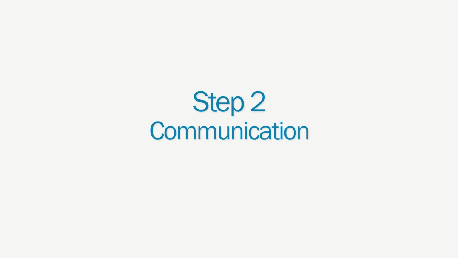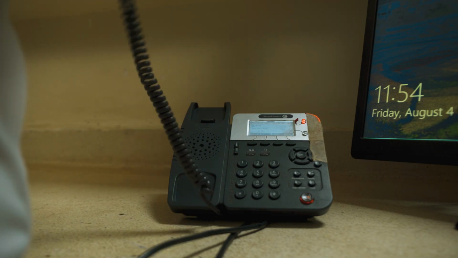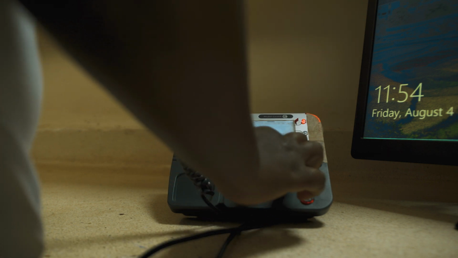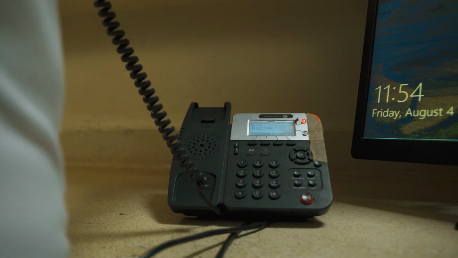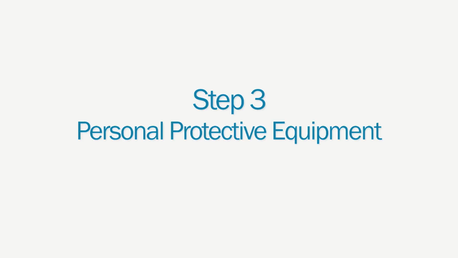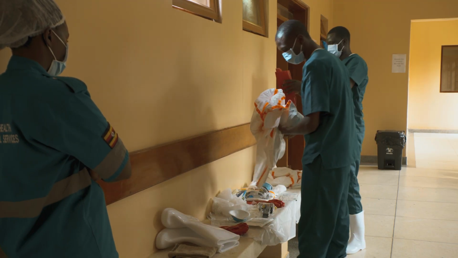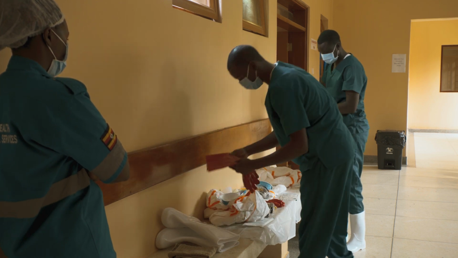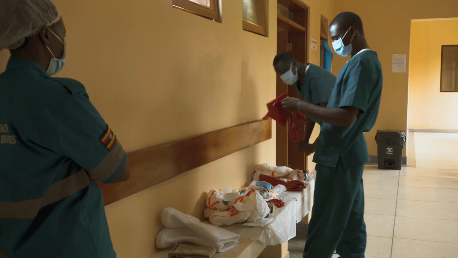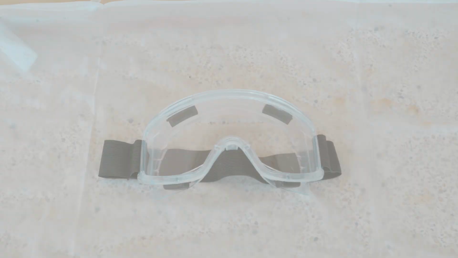Step 2. Communicate with the infectious disease isolation facility to confirm their readiness to receive the patient. Provide them with all relevant information about the patient's condition. Step 3. Ensure that the necessary personal protective equipment is available for all members of the transfer team. This includes gloves, gowns, masks, and eye protection.